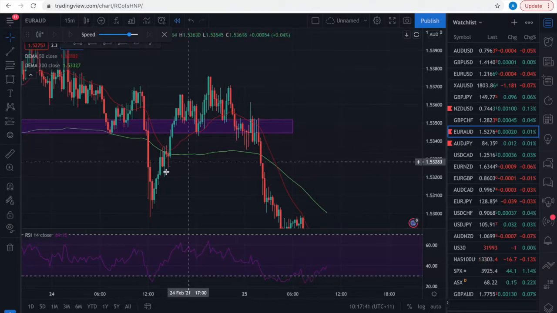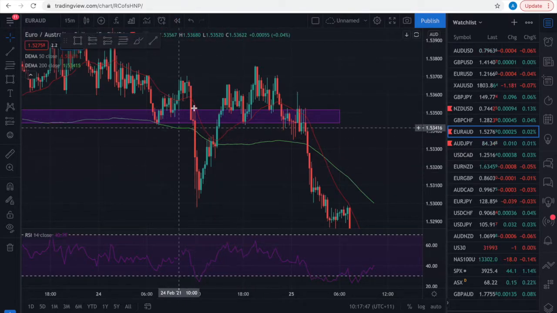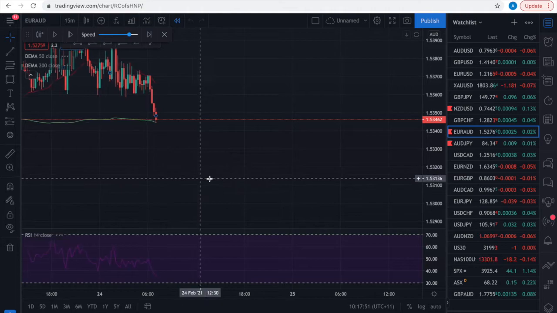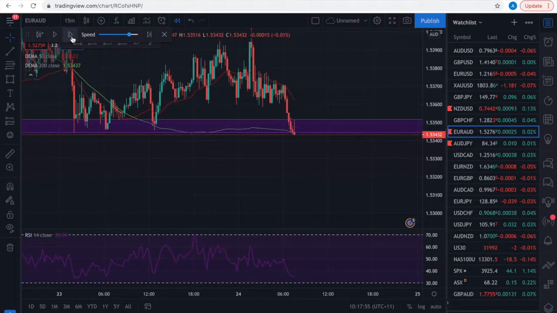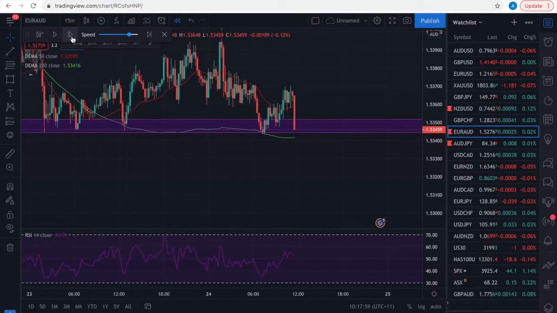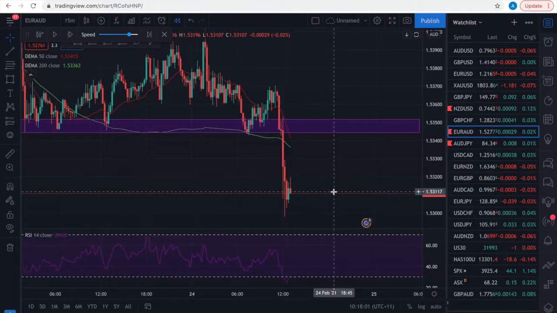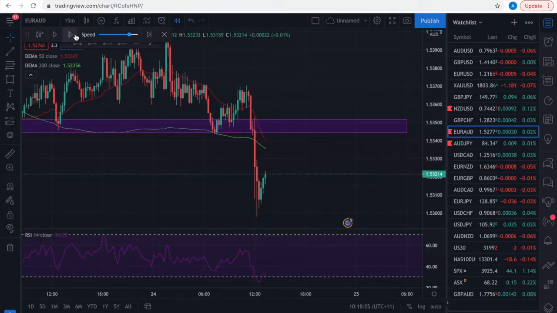So when price broke through right here, if I replay price back to around about here, we have that level of support, like it's drawn in. Now we're looking for price to break through. Right here, price has made a very bearish move, pushing straight through the level.